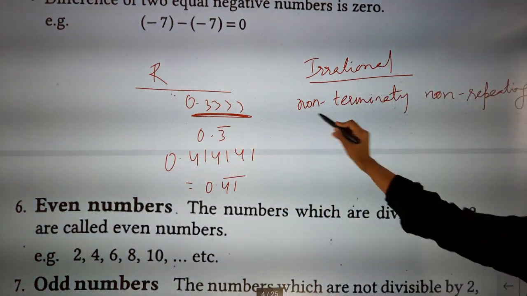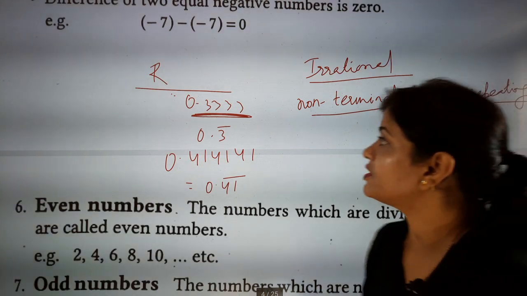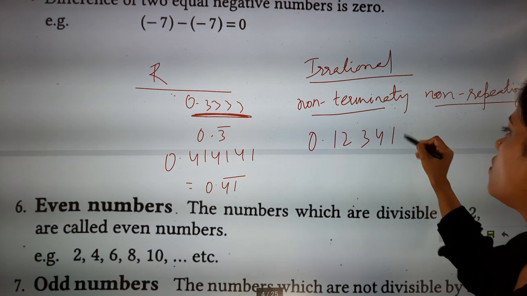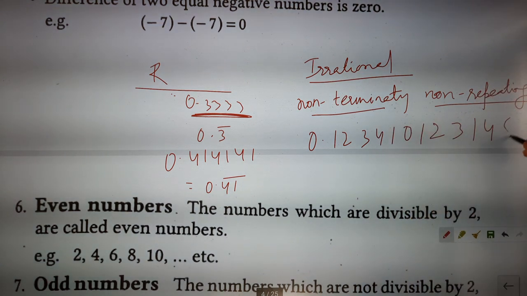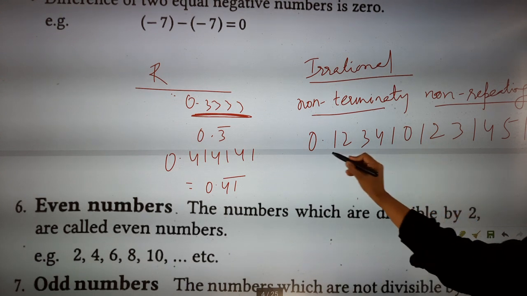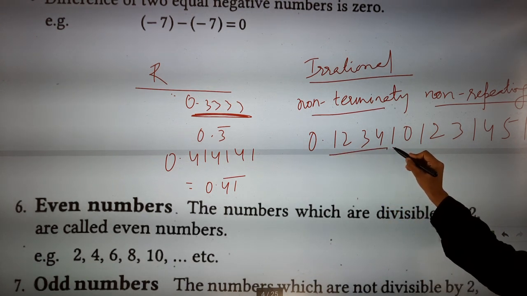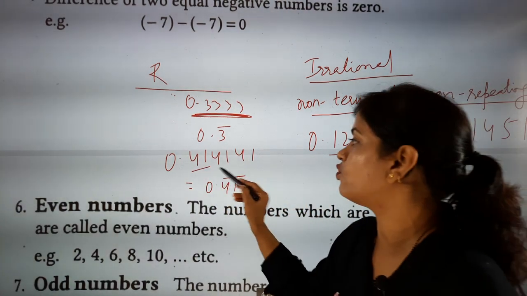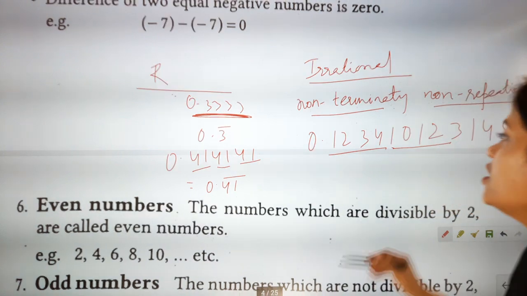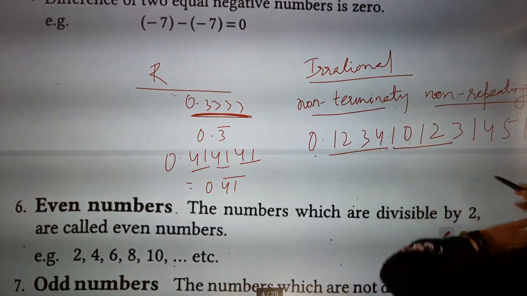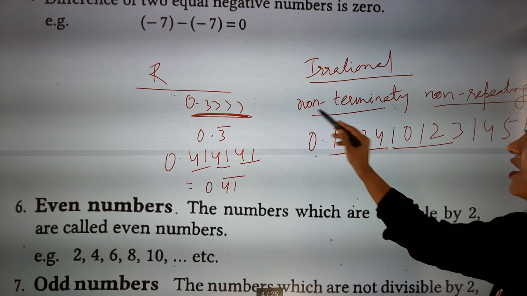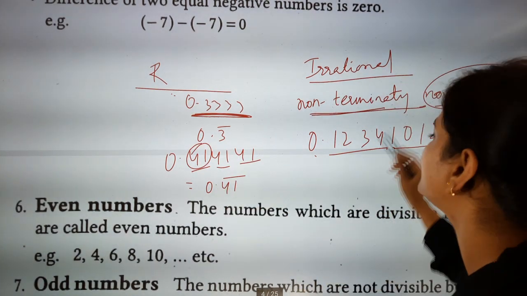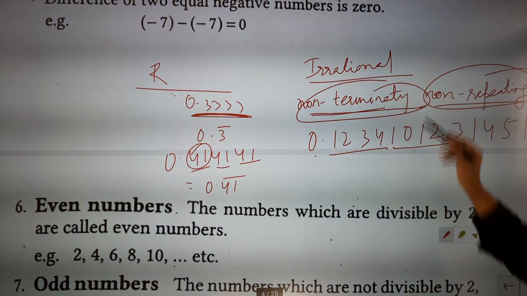But in non-terminating, non-repeating numbers, the digits do not follow any sequence. Like 0.1234, 10123145. Here you see that after 1, 2, 3, 4, the 1 came, but after that there is no repetition of digits in a particular manner like 414141. The digits keep on coming, so it is non-terminating and it is not repeating. Since it is not repeating and not terminating, it is called an irrational number.